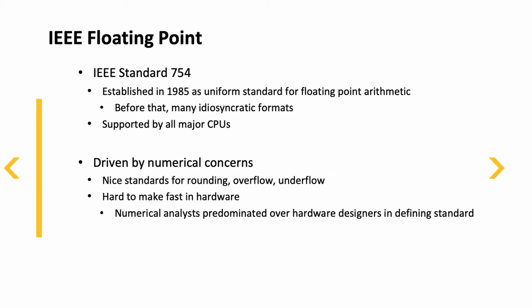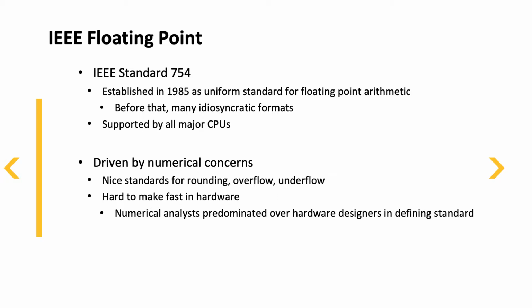The IEEE floating point standard was established in 1985 as a uniform standard for floating point arithmetic, and it's actually IEEE standard 754 if you want to Google that and take a look at the standard itself. But before that, there were a whole lot of different idiosyncratic formats. We didn't have a standard way that these things were represented, and that causes problems for developers. Now, the IEEE standard is supported by all major CPUs, which is great because it gives us a standard thing. We know how it's going to work. We know how it's going to be implemented. So that makes things a whole lot nicer for developers.